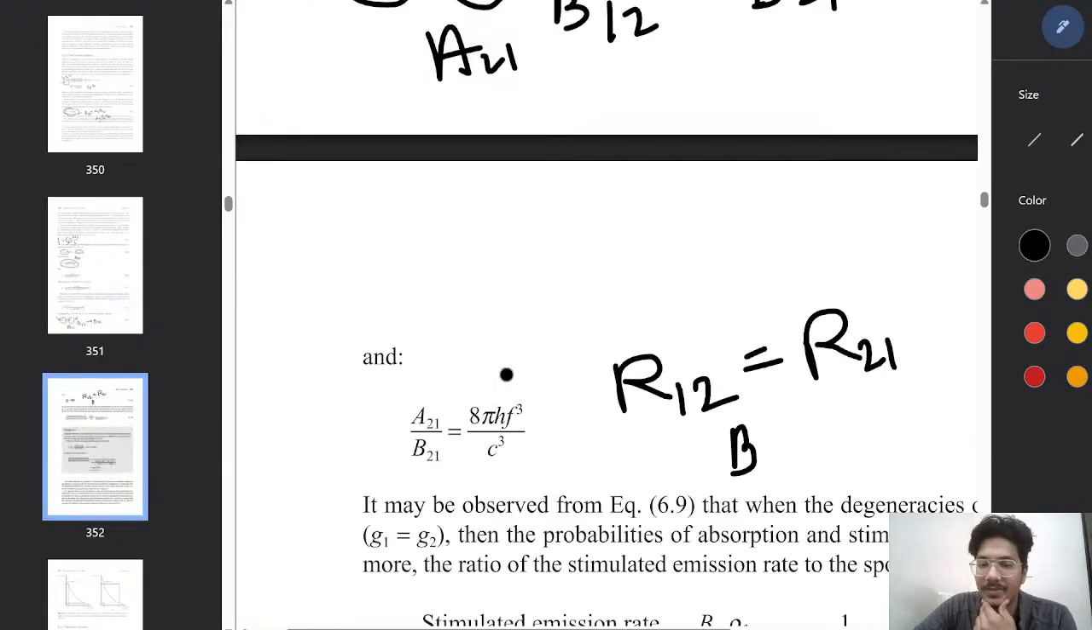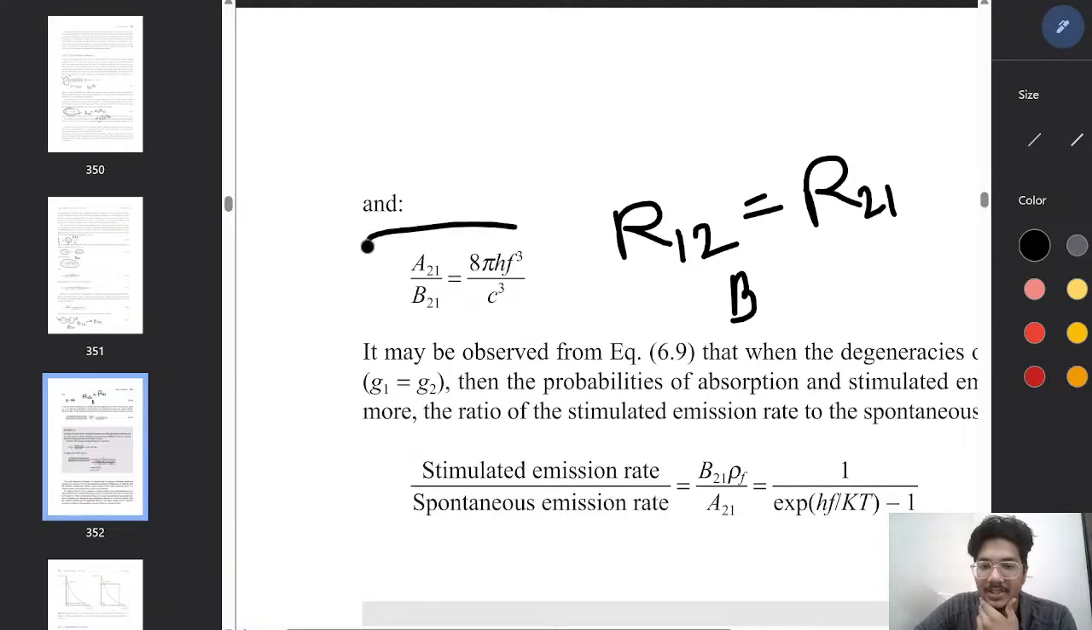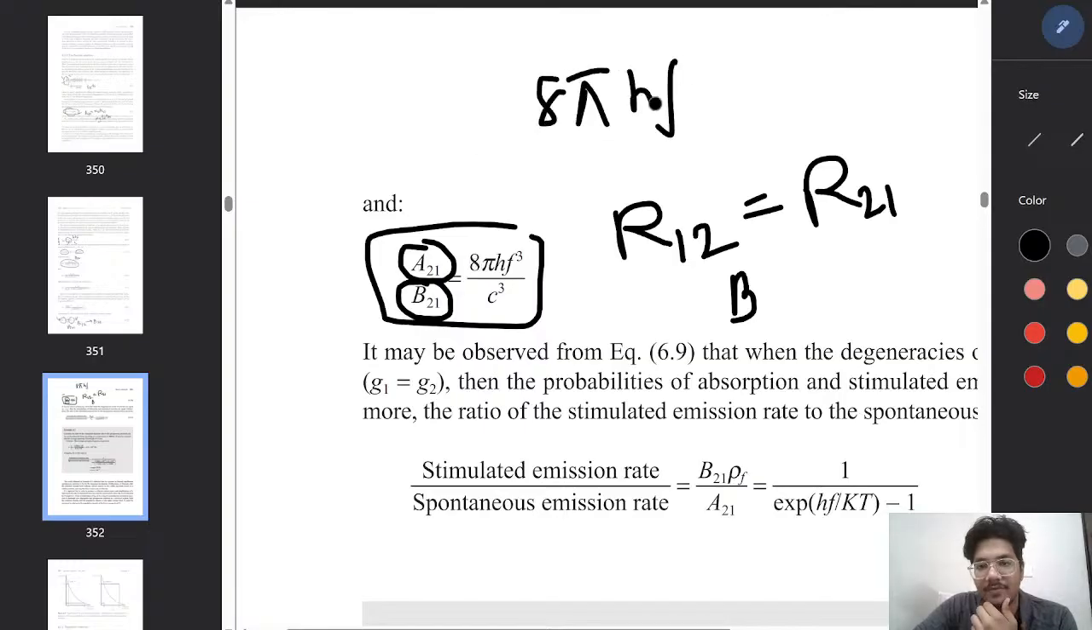So the spontaneous emission relationship is equal to this one, in which we can write a21 by b21 simply as 8 pi h f cube by c cube. We simply write it like this.